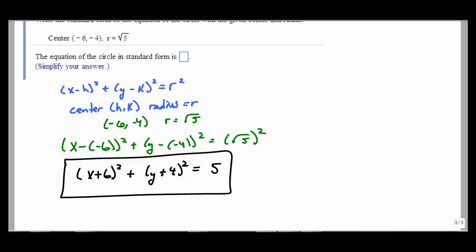So again, be careful when you're writing these out. Simplify them as it says. If you have x minus 0, you can just go ahead and write that as x, and then we can work from there.